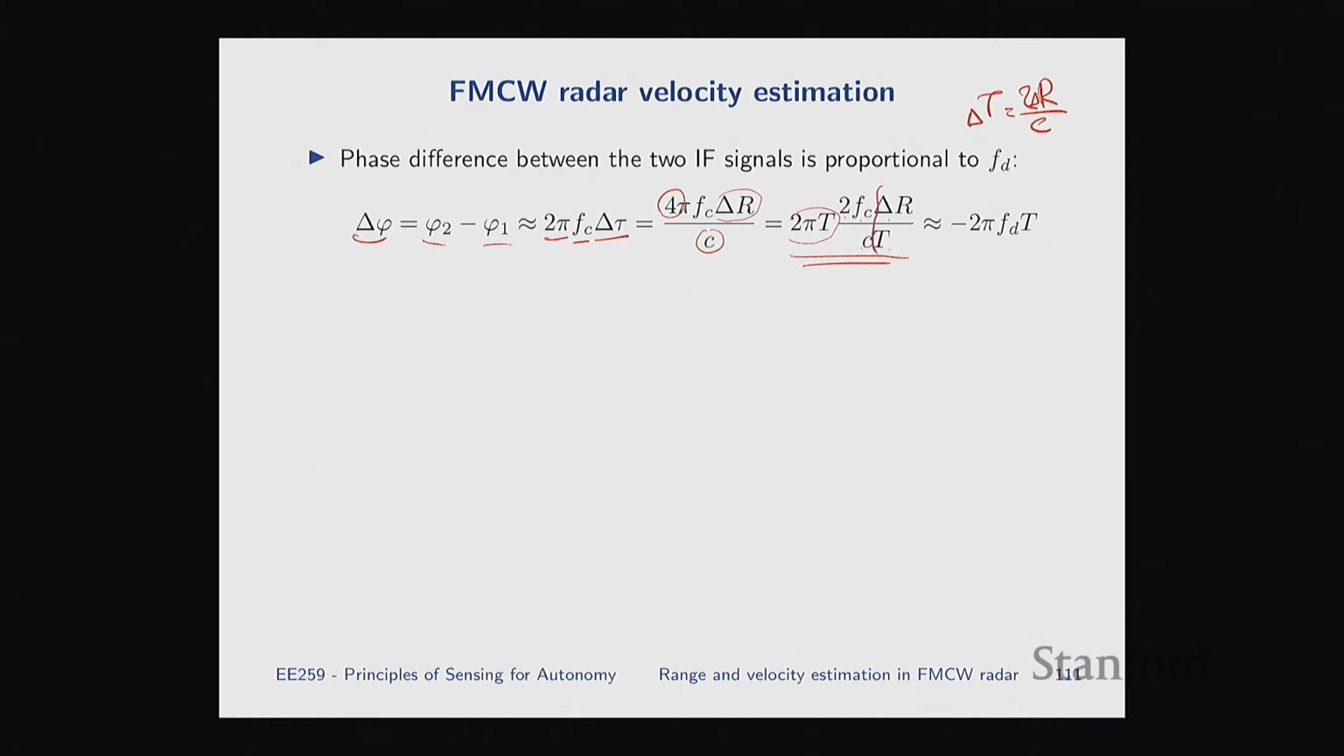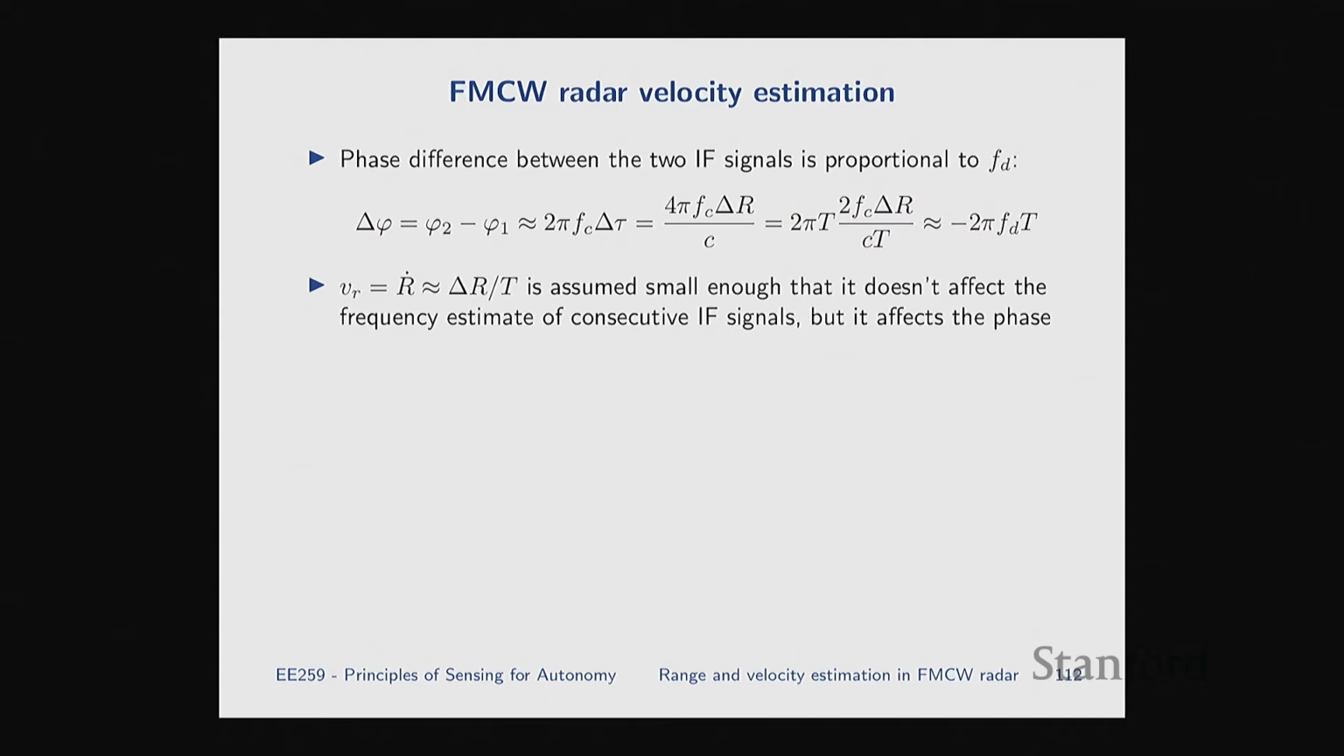This delta r over T, that's how much the range changed over T seconds. So that's the radial velocity of your target, or the relative radial velocity between the target and the radar. So that's vr, or almost equal to vr, if T is small, which we know it is. And then this term here, 2 fc vr over c, that's basically the Doppler shift by definition. So you see that this delta phi between the two consecutive chirps, the phase difference, is proportional, in fact, to the Doppler shift. Okay?